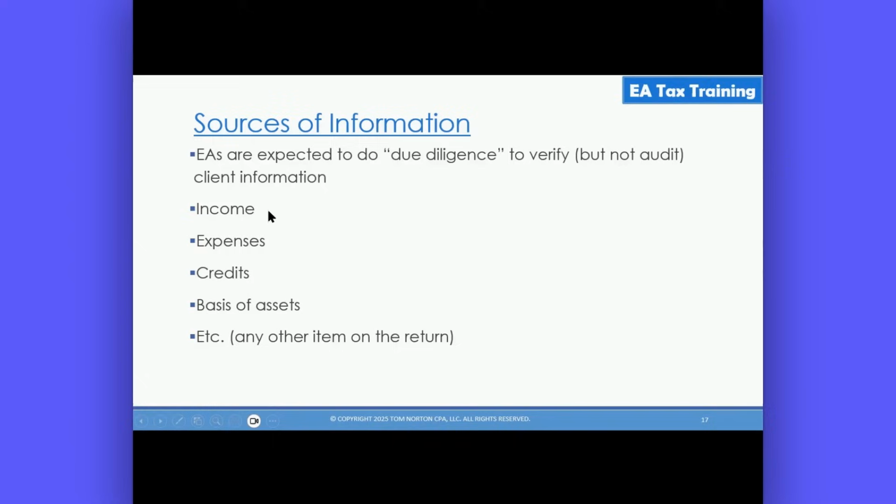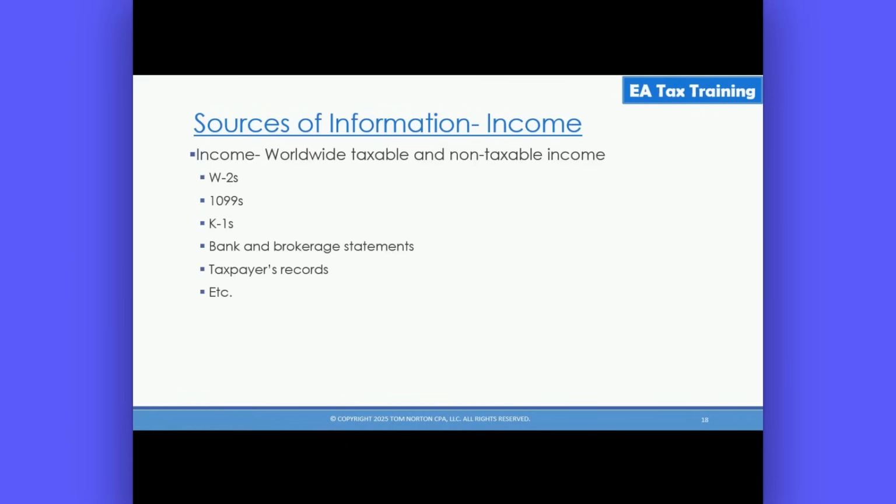So, things about income, expenses, credits, the basis of assets. So, if the taxpayer has sold assets during the year, then you need to know how much the gain or loss is on the sale of that asset. In order to do that, you need to know how much the taxpayer paid for that asset. It's something we call the basis of that asset. And then there's other items on the return also that you will want to get information about. So let's look at each of these specifically.